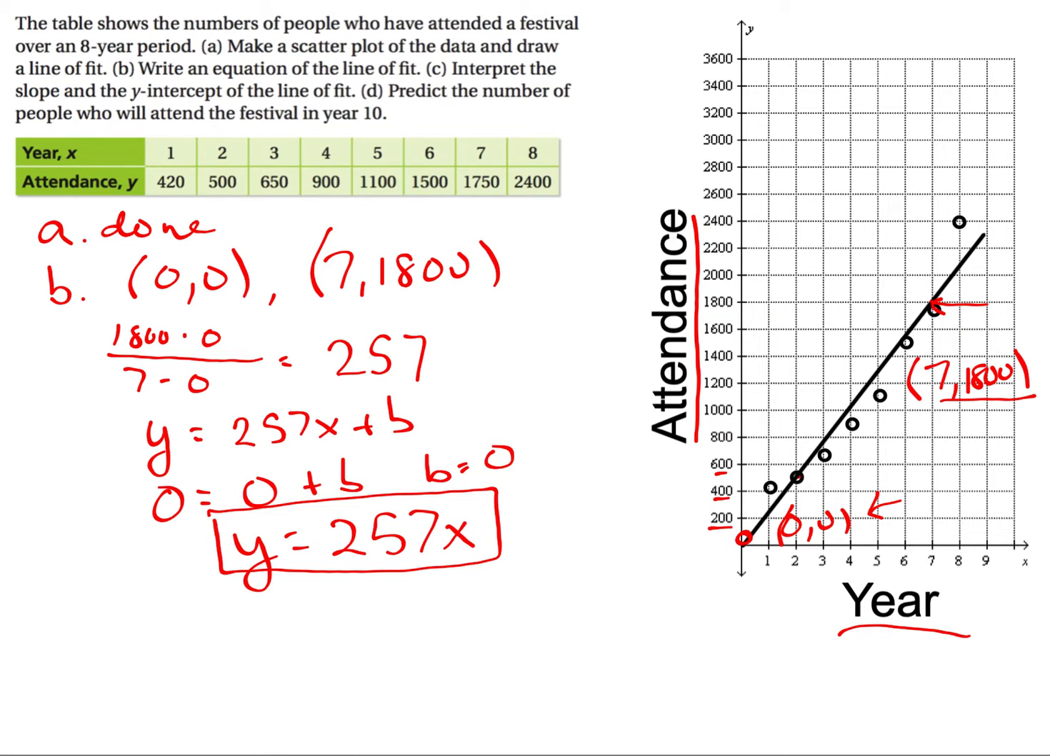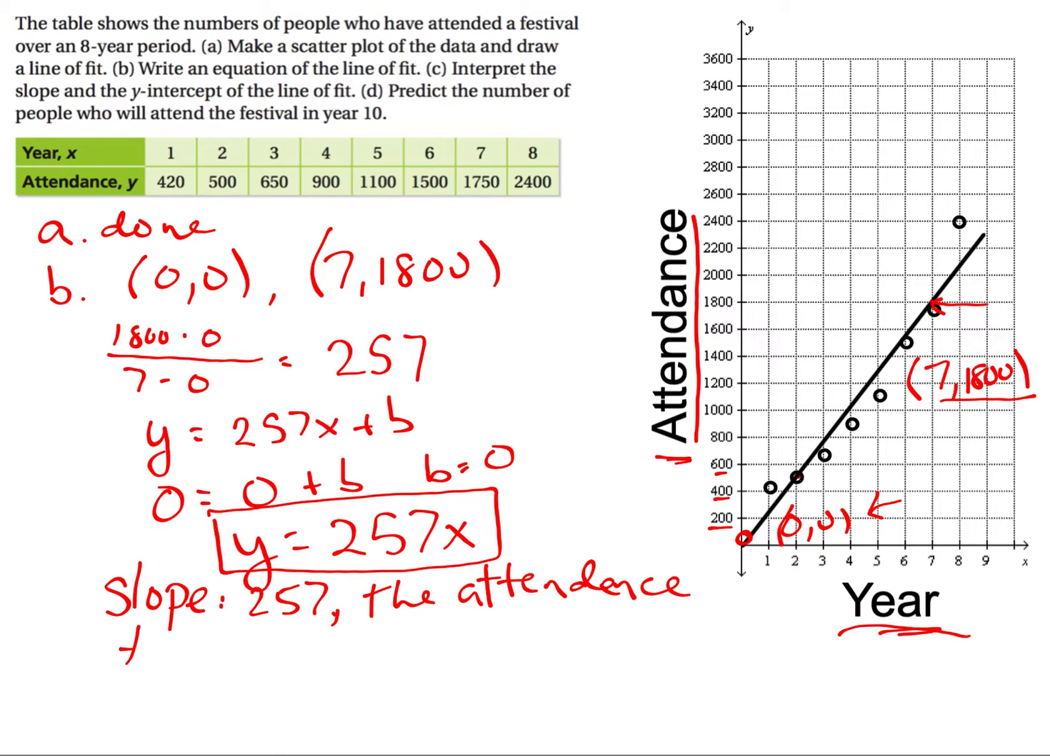All right, part C, interpret the slope and the y-intercept. All right, our slope here is 257. Now 257, we need to look, it's y per x, that's attendance, number of people, per x, year, people per year. So the attendance tends to increase by 257 people per year. Okay, so attendance is increasing over time. Very nice.